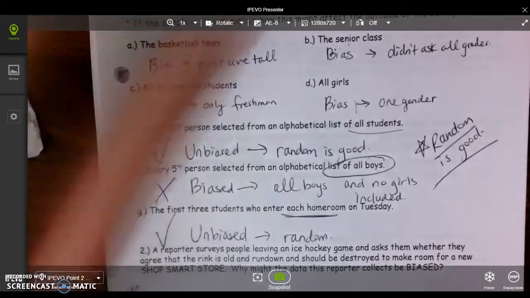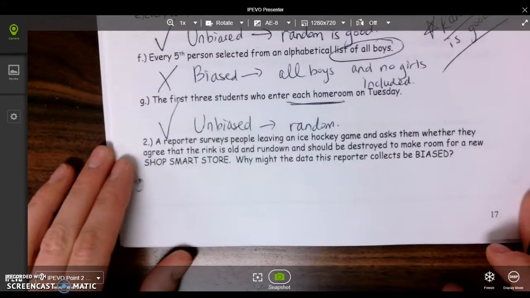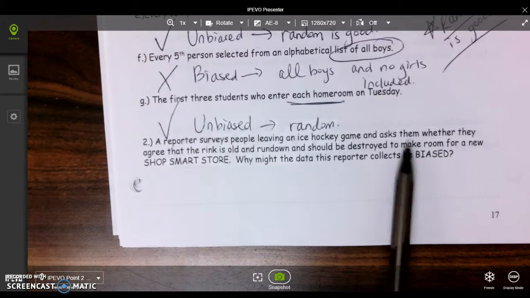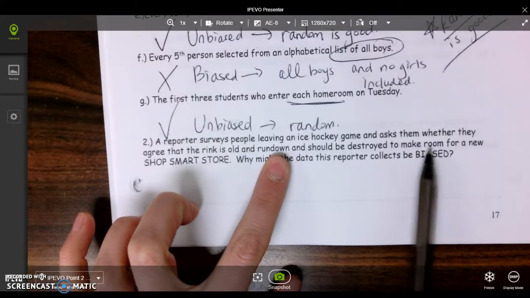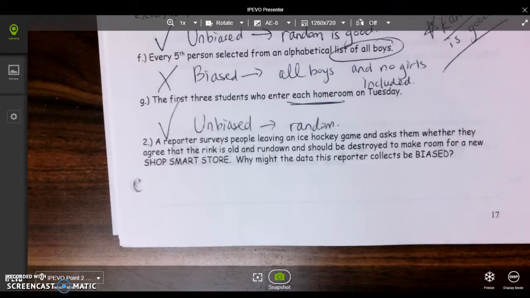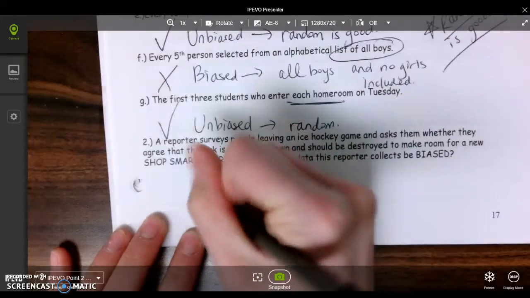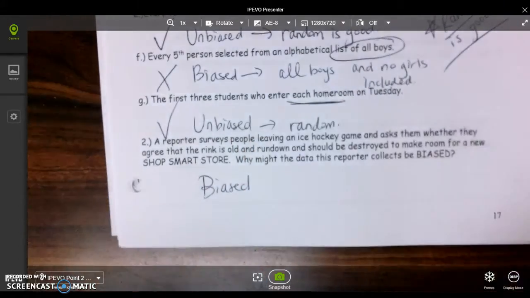For the last one, a reporter surveys people leaving an ice hockey game. This is a different scenario, okay? They're leaving an ice hockey game and they're asked whether or not they agree the rink is old and run down and should be destroyed to make room for a new Shop Smart store. Why might this data be biased? Well, if you think about it, people that are leaving a hockey game enjoy playing hockey or enjoy watching hockey or like hockey. So this would be biased because what would most of those people say? Most of those people would say, don't tear down the rink, because they want to watch the hockey game or they want to play the hockey, right?